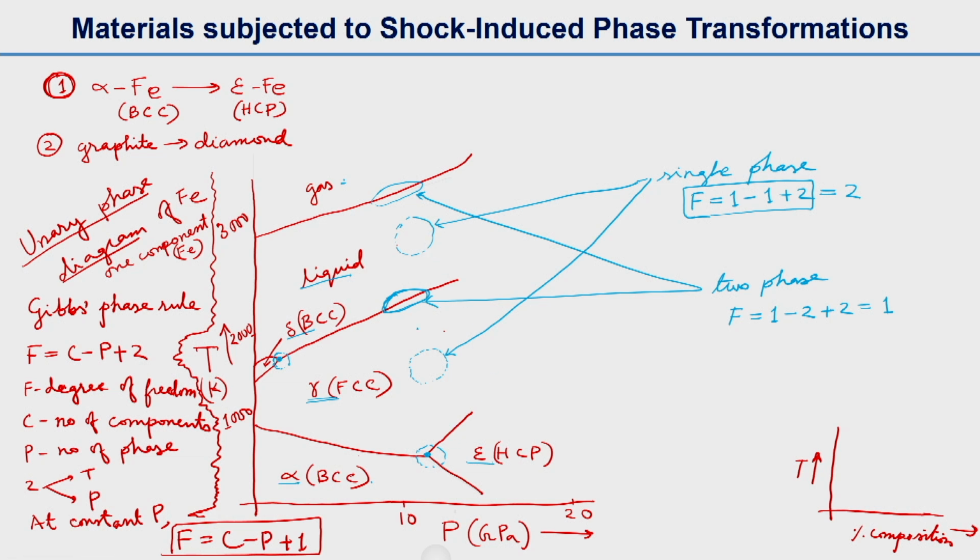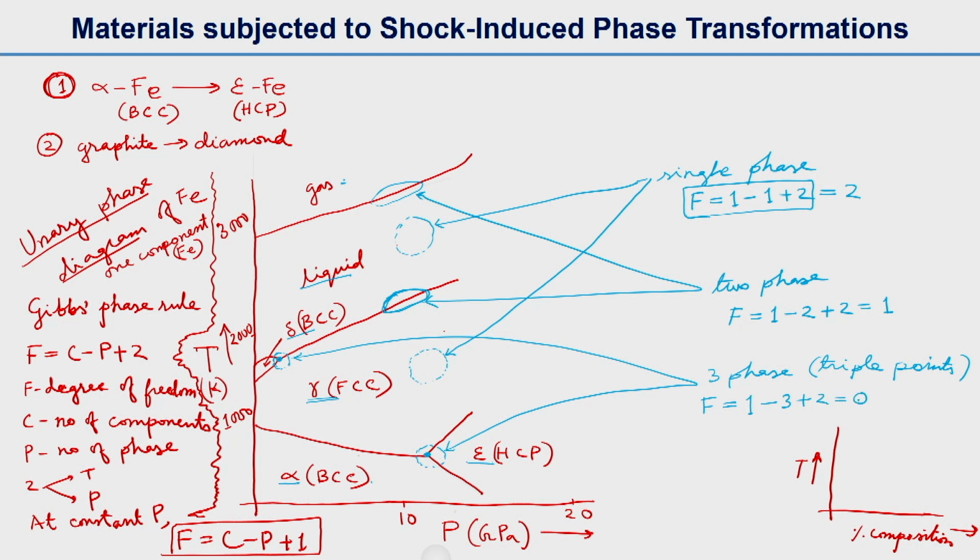So these triple points, I will draw the arrow like this, and these triple points have a 3 phase region, and those points are called triple points. 3 lines meet each other, and for those points it will be only one component, iron, and then 3 phases, plus 2, that gives us the degrees of freedom equal to 0.